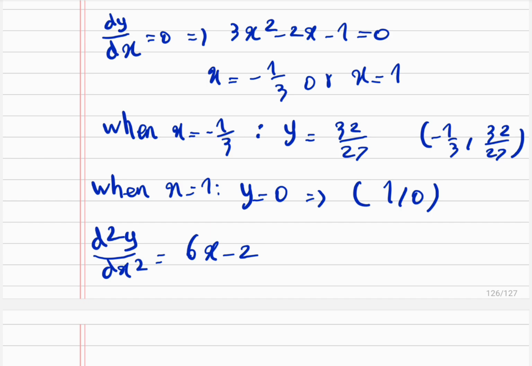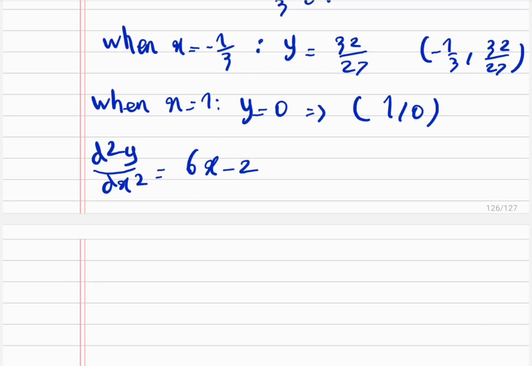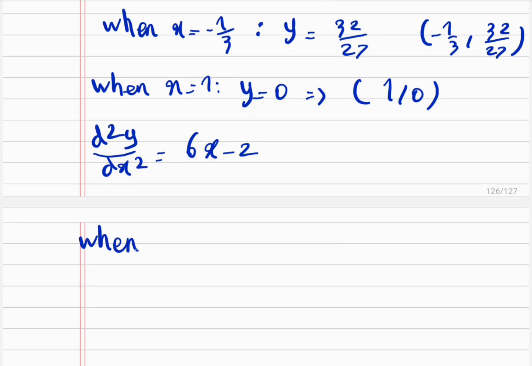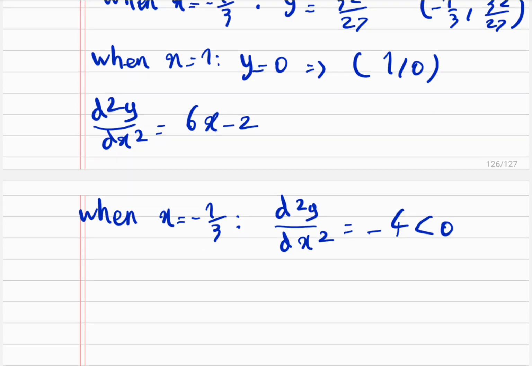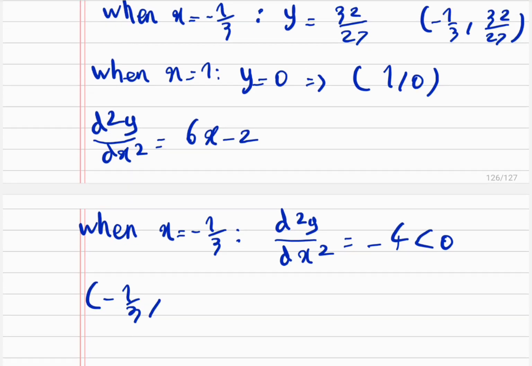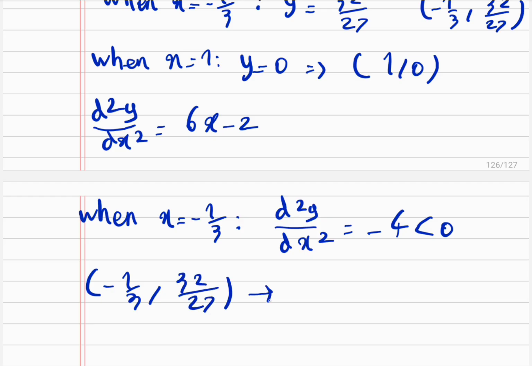So in this case, in order to determine the nature of each of these points, we need to separately substitute the x coordinates of each of the stationary points, and then see what the signs of the second derivative are. So let's start with minus a third. Then d squared y by dx squared, when we substitute that into 6x minus 2, we get minus 4, which is less than 0. So this means this point is a maximum. So we can conclude that minus a third, 32 over 27, is a maximum point.